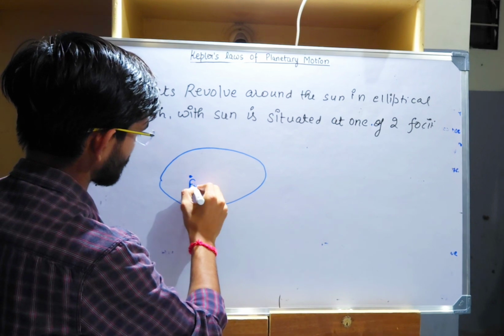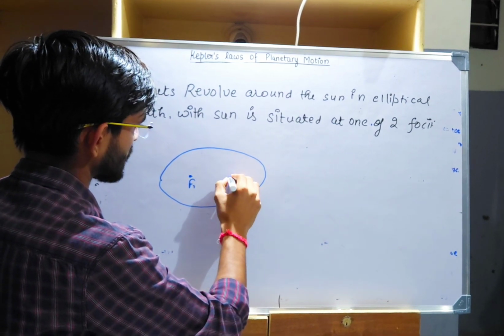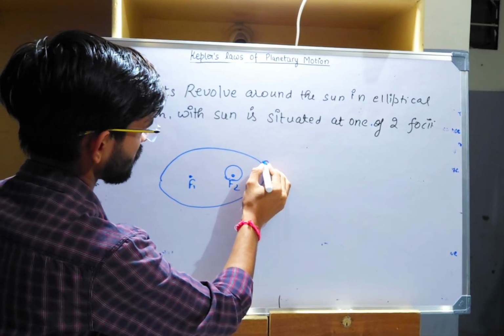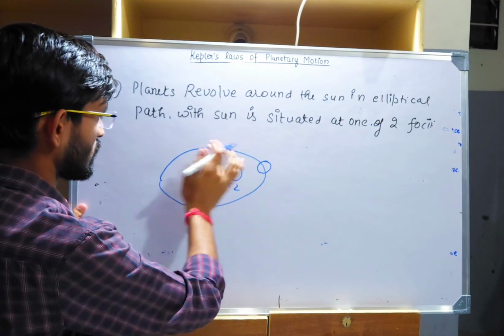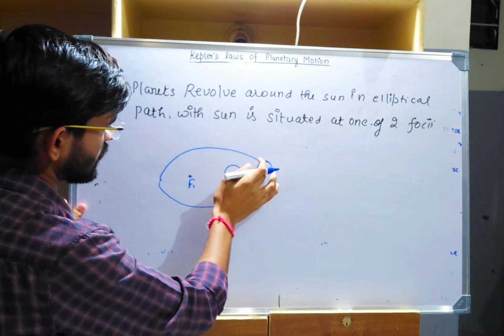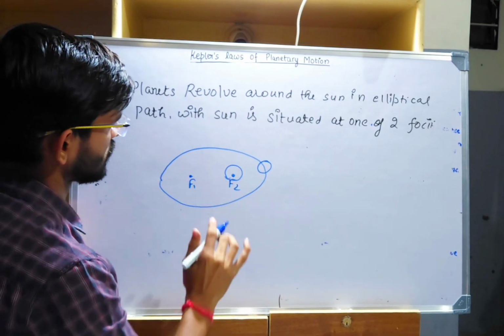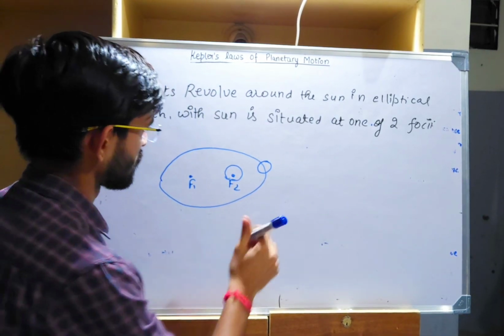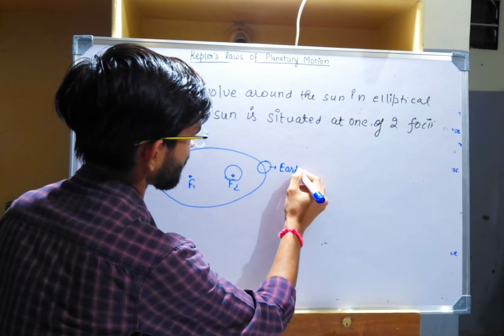This is F1, this is F2. Suppose the sun is at F2, and every planet will move around the sun in this path. This is the ellipse, and every planet will move around the sun in this path. This is Kepler's first law. Now suppose this planet is Earth.